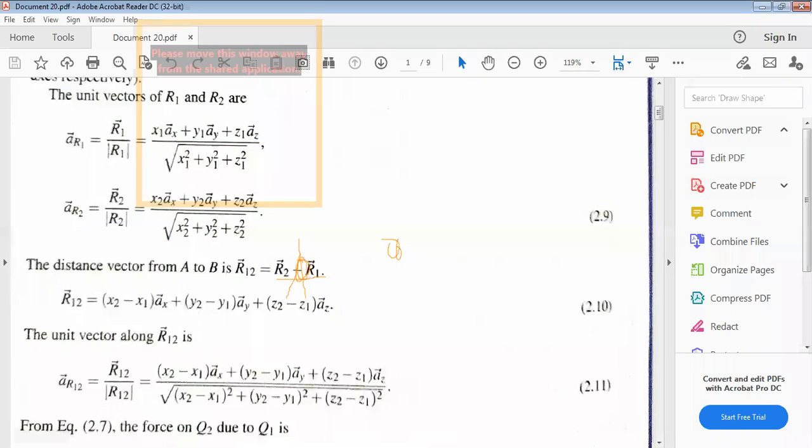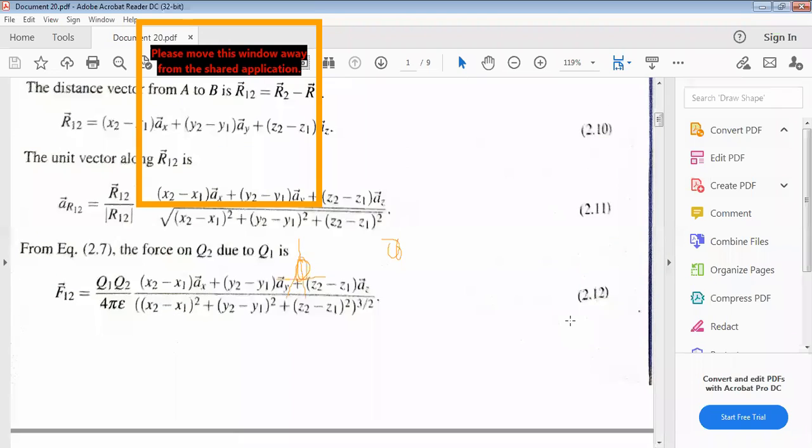So the unit vector along the 1, 2 direction is this R12 distance vector divided by its magnitude, which is the square root of (x2 minus x1) whole square plus (y2 minus y1) whole square plus (z2 minus z1) whole square. I think you are all aware of these relations.